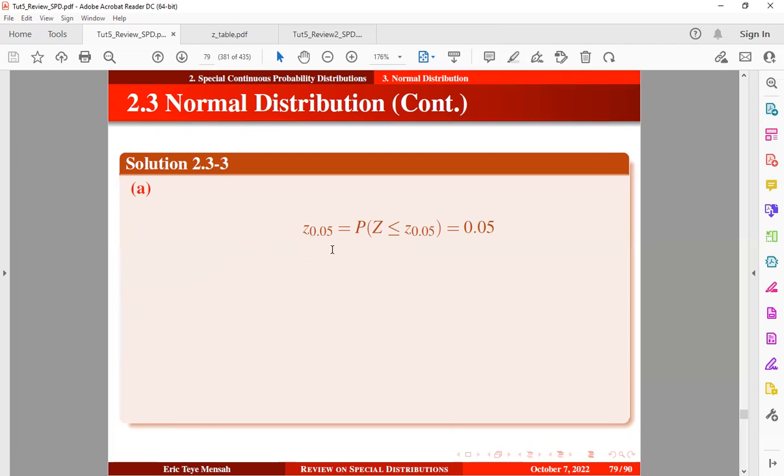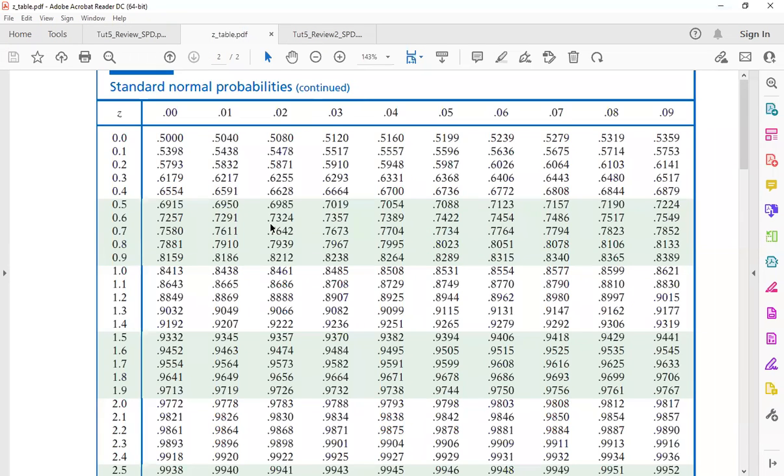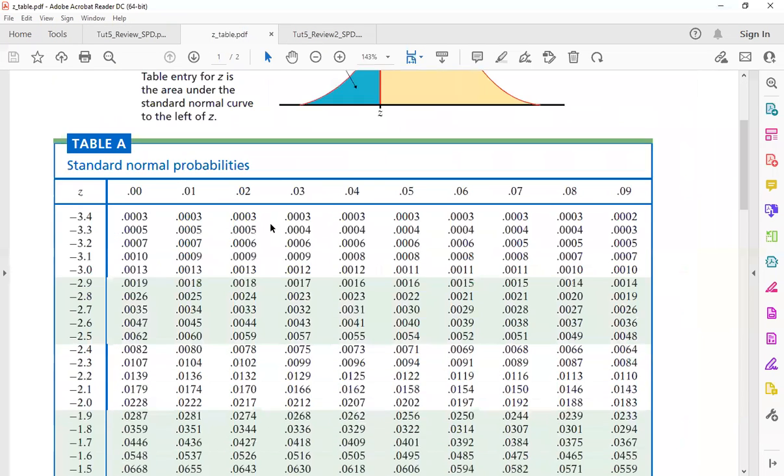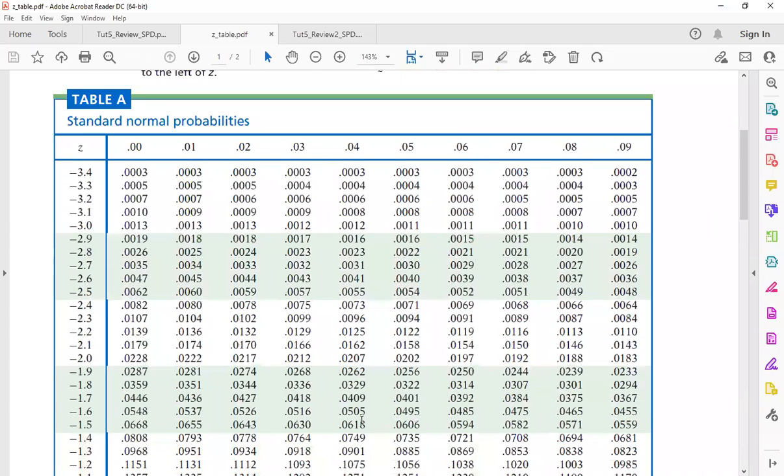Sometimes you can have it expressed in a different form. So this is another way to get a z-score having an area of 0.05. Once you read from your standard normal table, you obtain this. Let's try and get this. So we are looking for a z-score that has an area of 0.05. So 0.05 will be somewhere here. I think it's between these two values.